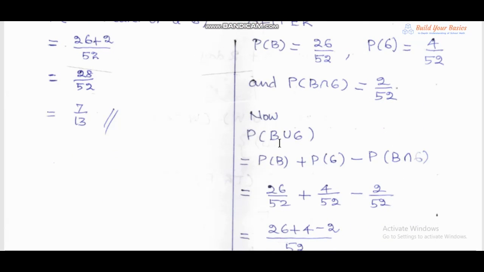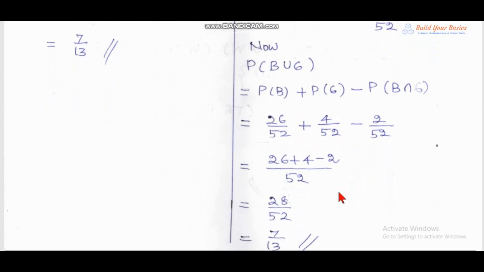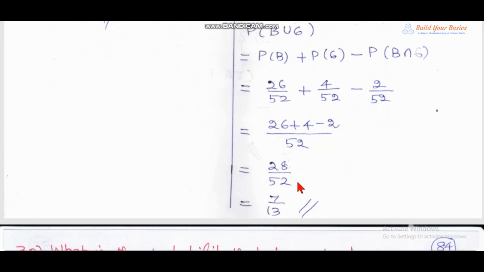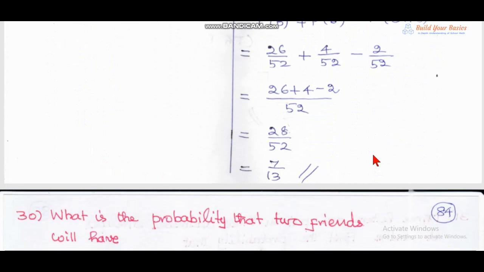Now probability of B union 6, that is drawing a black card or a card which bears a number 6, equals, by the addition theorem, probability of B plus probability of 6 minus probability of B intersection 6. That is equal to 26 by 52 plus 4 by 52 minus 2 by 52. LCM 52, 26 plus 4 minus 2, that is 28 by 52, that's again 7 by 13. You get the same answer.